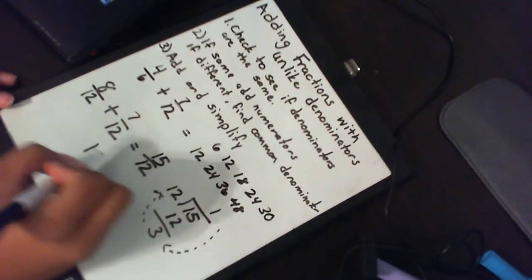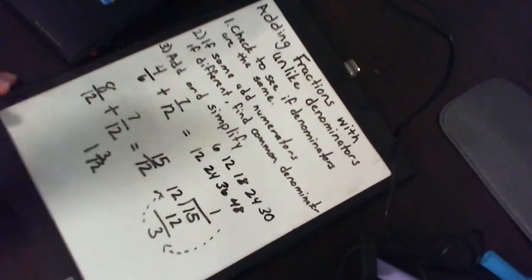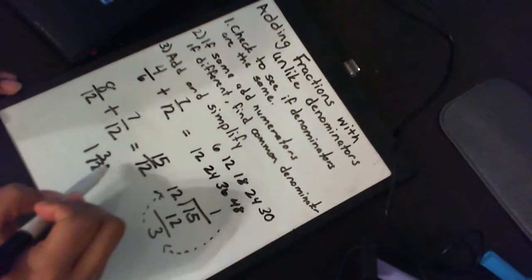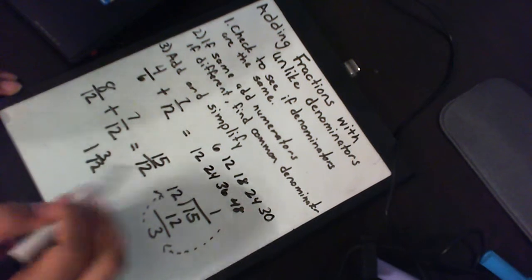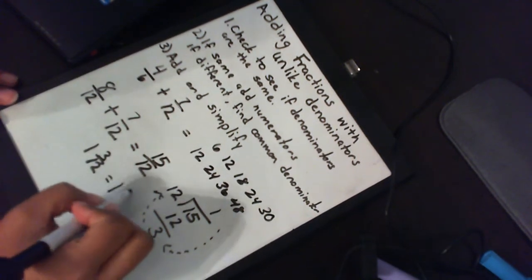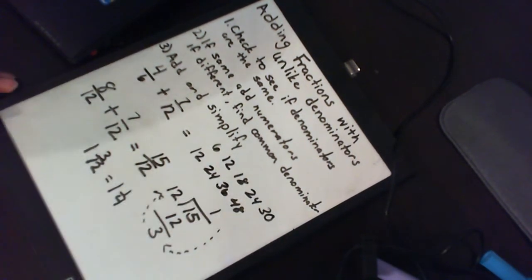So then we get 1 and 3 twelfths, but it can be reduced because both of these numbers are divided by 3, which gives us 1 and 1/4. Now, that's the way that you did it in 4th grade. There's nothing wrong with that way at all.